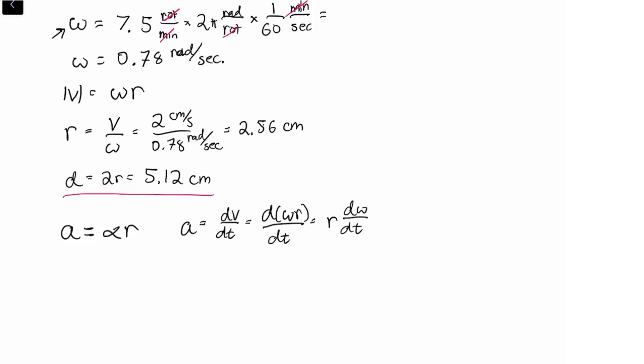So because the radius is constant, we can do this, right? We know this is 0.4 meters per second squared. This is 2.56 centimeters, right? Because we have the same diameter that we got from the first part. Therefore, alpha is equal to a over r. So this is 0.16 rad per second squared.